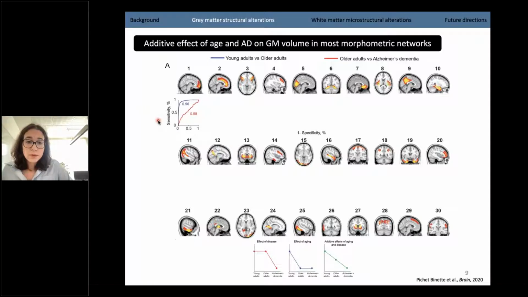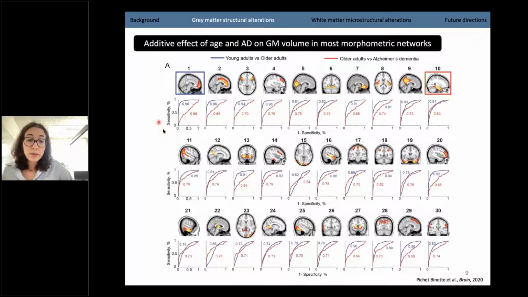And so here are the results for the 30 networks. I know this slide is busy, but I'll point you to the key ideas here. Looking at the aging effect, the regions specific to aging are really these frontal networks, with the first one being the best one, able to discriminate between young and old, but not so much with the disease. On the other side, our best network related to Alzheimer's disease was network number 10. I'm sorry, I have the wrong panel, but number 10, right?